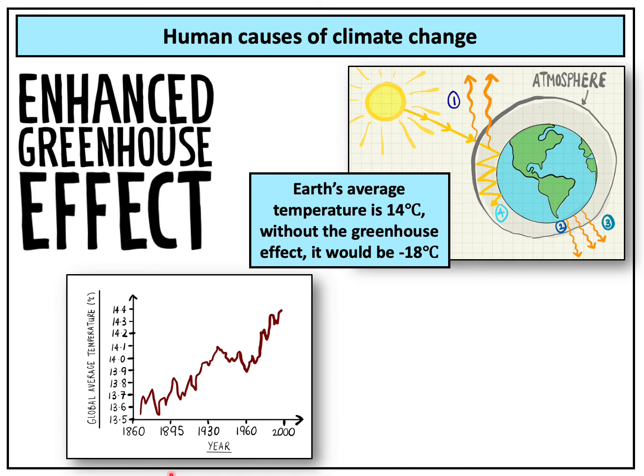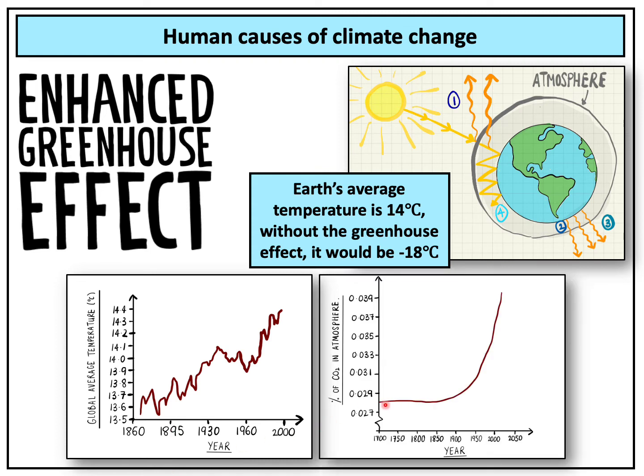Now what scientists have noticed is at the same time as this, the percentage of CO2 in our atmosphere has exponentially increased. So you can see here from 1860, which the other graph is also starting from, CO2 concentrations have exponentially increased. So scientists have deduced that the amount of CO2 in the atmosphere is directly affecting the global average temperature. So what we want to look at next is how exactly humans have affected climate change.